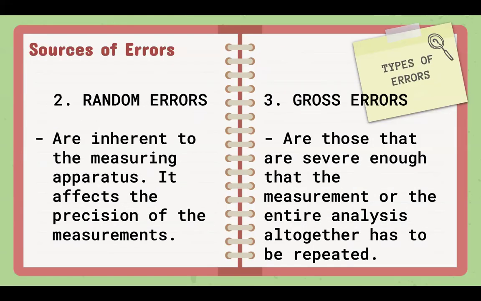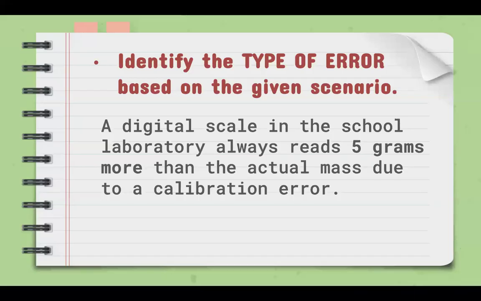For the random error, it has something to do with a specific problem in the measuring apparatus that we have that affects the precision of the measurements. And for the gross error, these are the most obvious errors that are shown in a certain experiment. So for us to be able to understand more of this, let's try to apply it. Identify the type of the error based on the given scenario that we have.